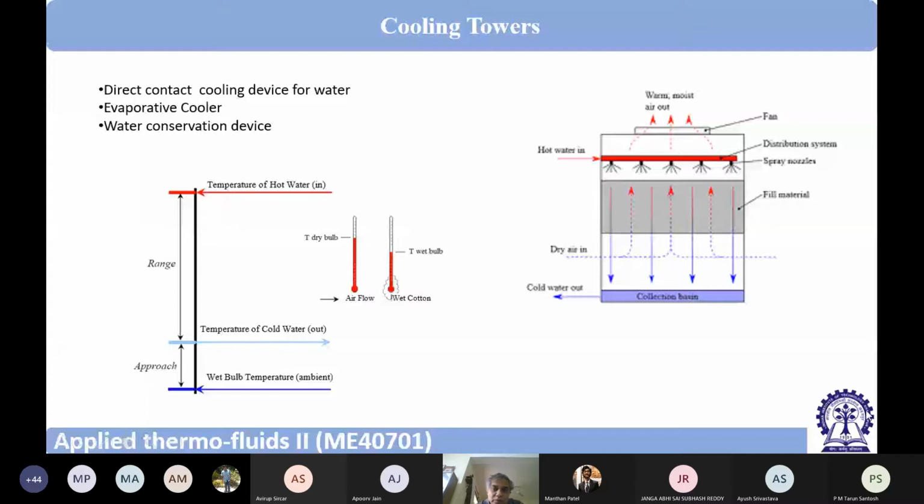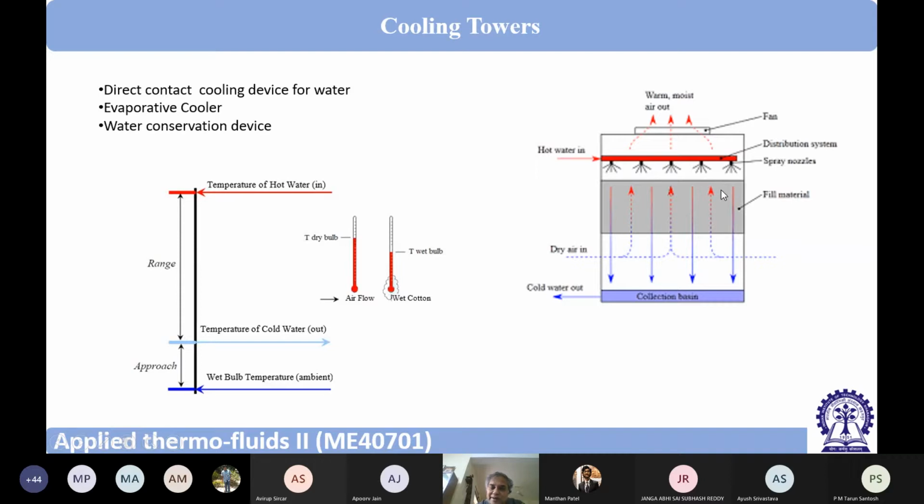Water is hot and air is cold. Air is entering, then they are having direct contact. So as the hot water is coming in contact with cold air, obviously there will be a certain amount of sensible heat transfer. But hopefully the air is also dry and it is coming in contact with hot water.